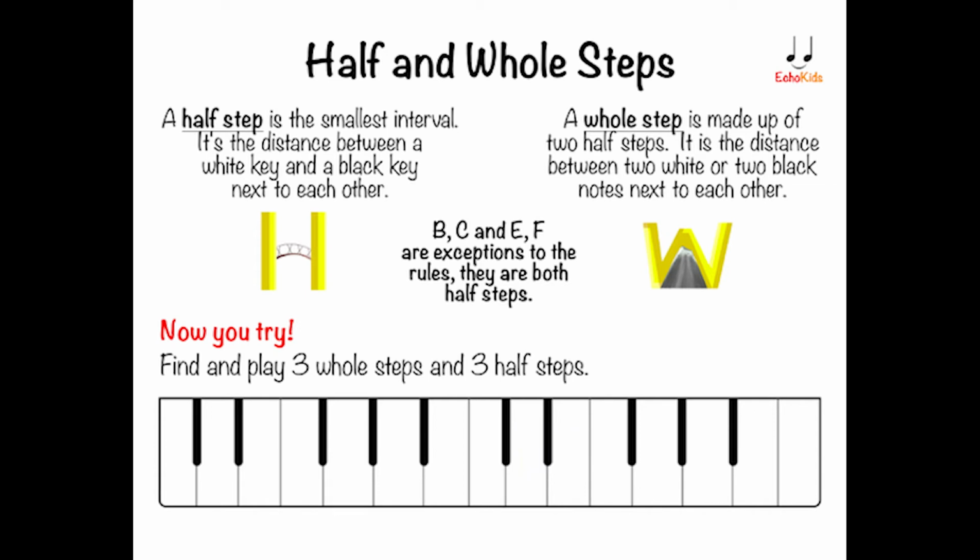Now, you try. Find and play 3 whole steps and 3 half steps. Let's start from this F note here. What would be 3 half steps up? Remember, if you're going up, you're going to the right, not to the left, because that would be down. Okay, so 3 half steps from this F would be F sharp, G, and G sharp. Great job! Now let's try this with the whole steps.